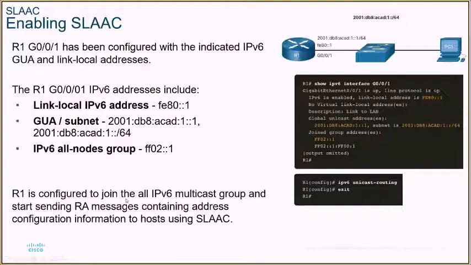R1 is configured to join the all IPv6 multicast group and start sending RA messages containing address configuration information to hosts using SLAAC. So you need to actually do IPv6 unicast routing for it to do this. That actually makes the router an IPv6 router, and that's what starts the RA messages.